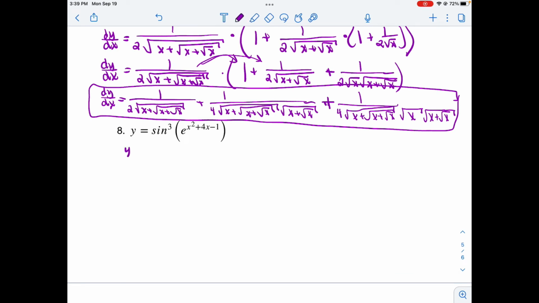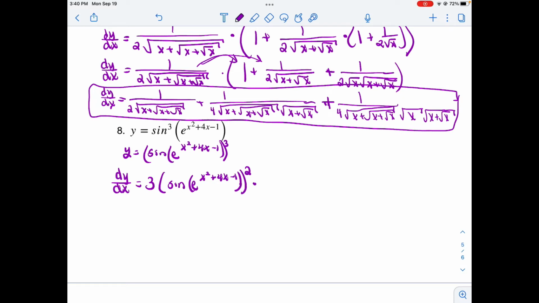So here's another one, but first, before I do this, I also need to rewrite it. So remember, this is sine of e to the x squared plus 4x minus 1, all of it raised to the cube. Let me fix those parentheses. All right, so take the derivative of the outside, so that's the power rule. So bring the 3 to the front, copy down everything that's on the inside, decrease my power by 1.